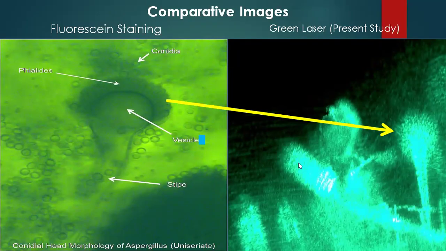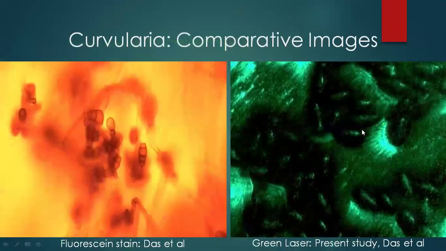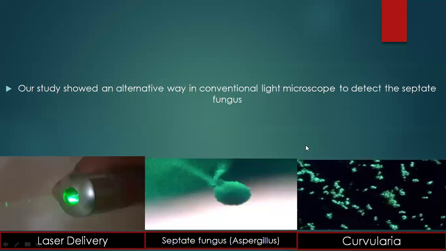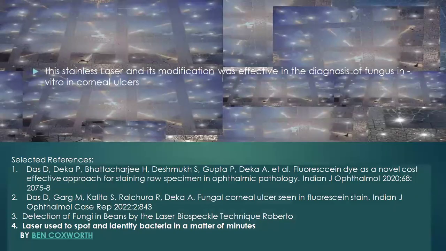Here you can well appreciate, I have already shown you the picture, the hyphae you see, and the hyphae in the laser, how they came up. You see this is Curvularia in fluorescent stain, our innovative fluorescent. This is the Curvularia in the laser, how it looks. So our study showed another alternative way, with a conventional light microscope, to detect the fungus. And the stainless laser and its modification was effective in the diagnosis of in vitro corneal ulcer.